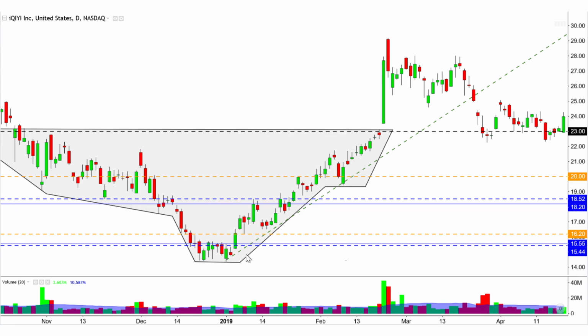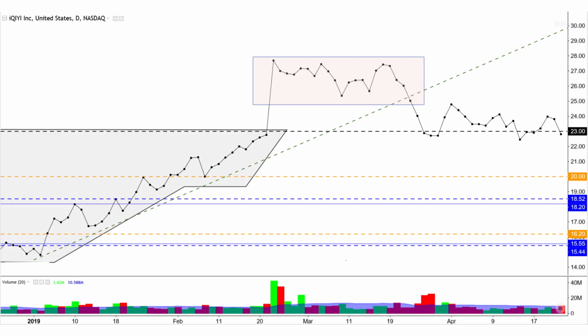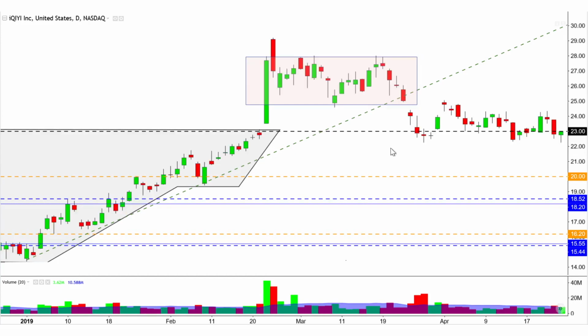In the broader context, this was the head within an inverse head and shoulders. A mostly clear triple top forms into March, following the volatile peak in late February. Now attention is focused on whether the downtrend progresses or reverses at the 23 boundary.